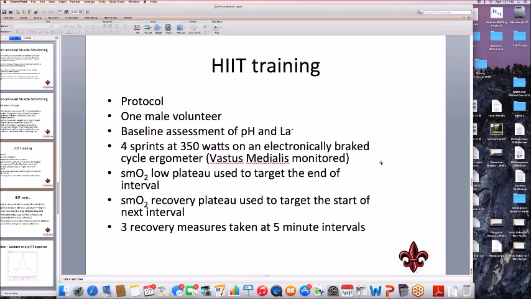Then we let him recover until the SMO2 had reached a plateau during recovery on the high end. We took measurements continually during this. After every interval, we would do a finger stick, and we would look at the pH change in the blood and also the lactate change. Then during recovery, after the 4 intervals were completely over, every 5 minutes for 15 minutes, we did repeated measures.